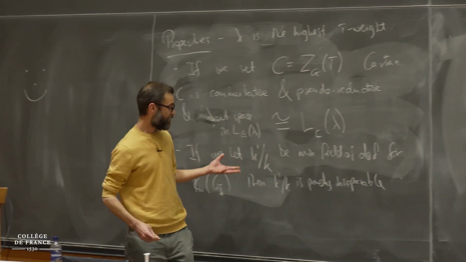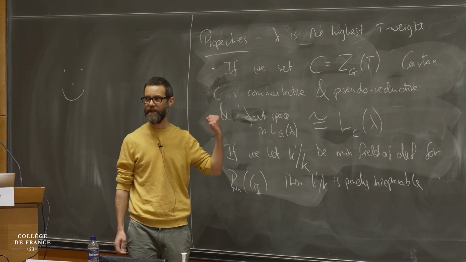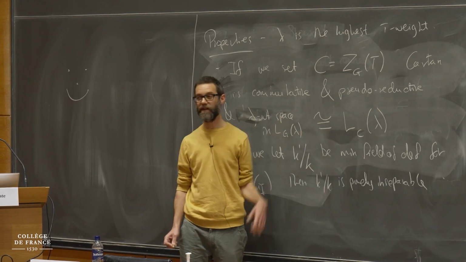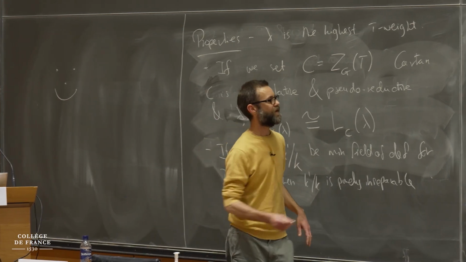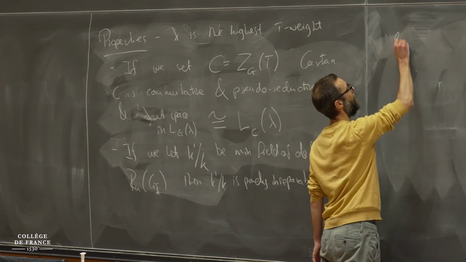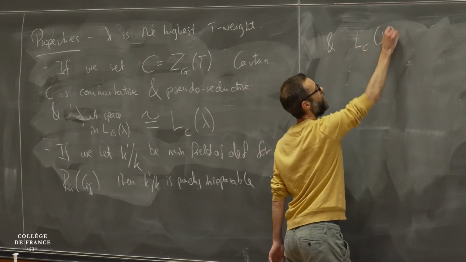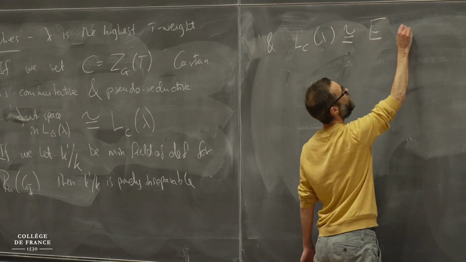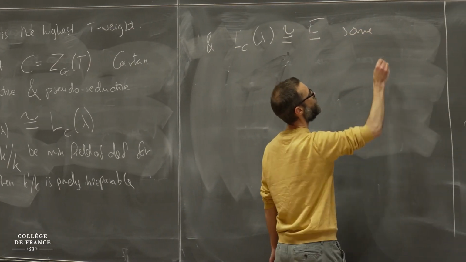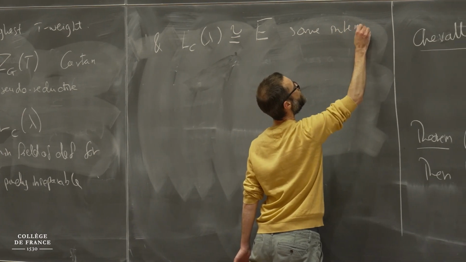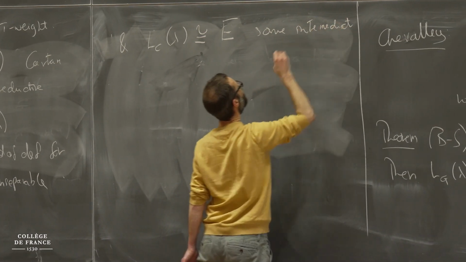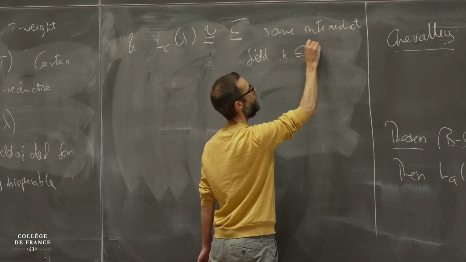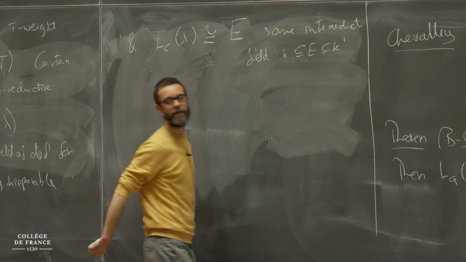So I have this purely inseparable extension somehow attached to my group G. It comes with the group. And I can see this simple module I'm after for the Cartan inside this extension. And L_C(lambda) identifies with some field E, some intermediate extension. So it's somewhere in between K and K'.